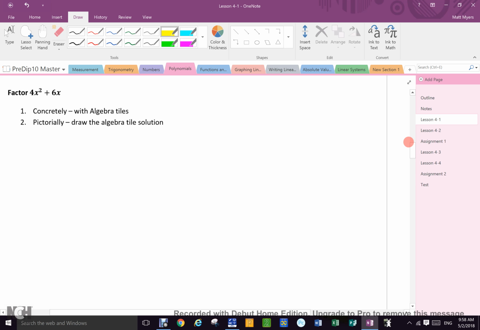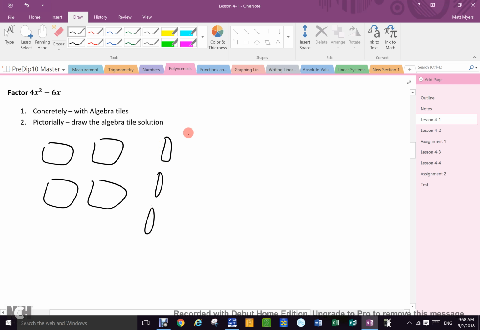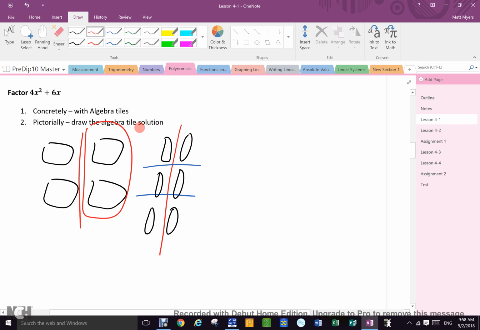4x squared plus 6x. I can divide 6 into 2 or 3. Which of those works with 4? 2. So then I check my groups. I'm dividing in 2, so there's a group and there's a group, which means it is 2x plus 2x squared plus 3x, right?